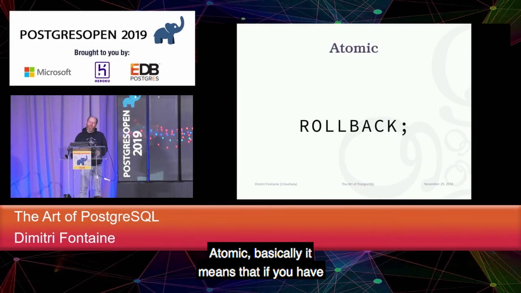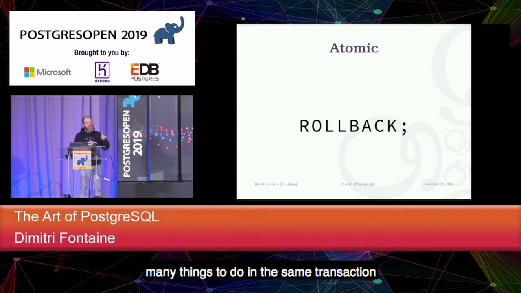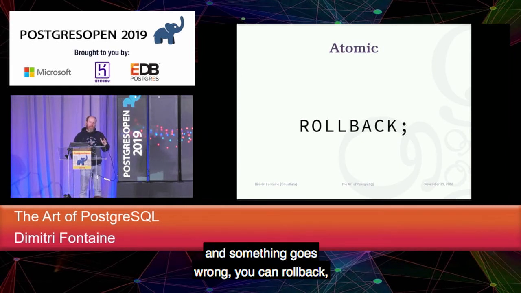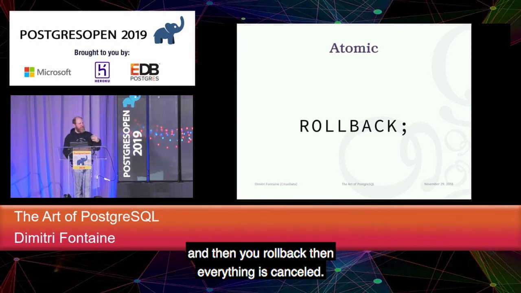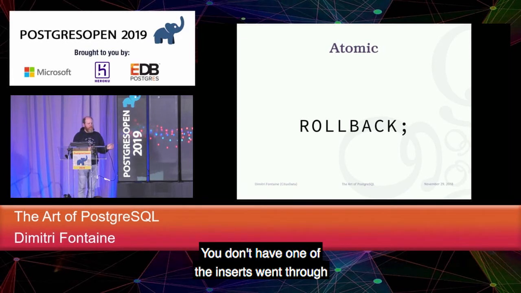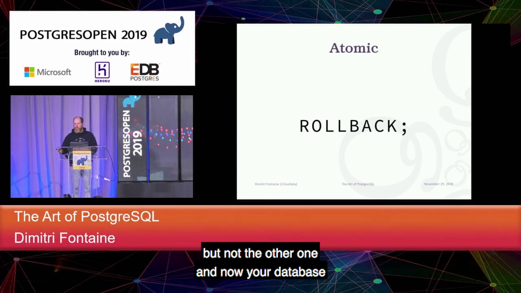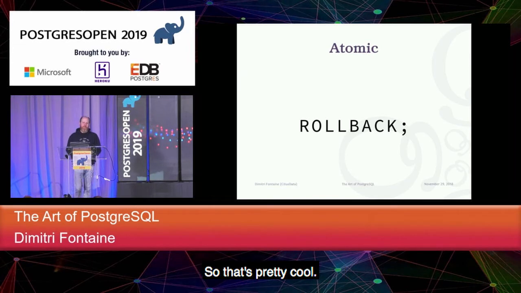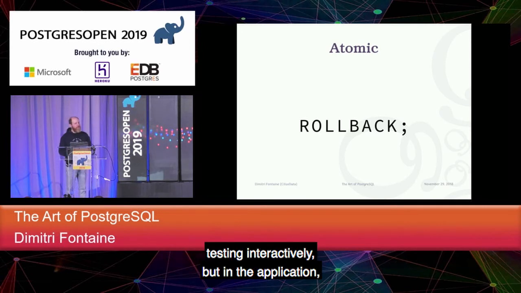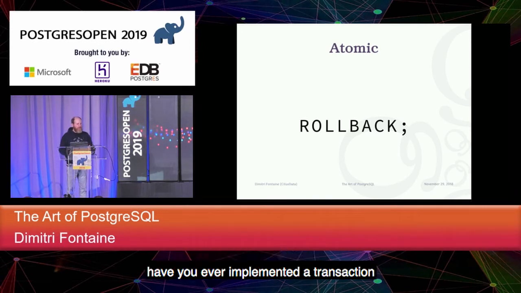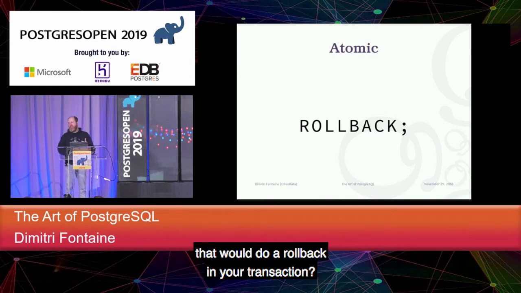Atomic, basically it means that if you have many things to do in the same transaction and something goes wrong, you can roll back. And if you did 2 inserts and 1 update and then you roll back, then everything is cancelled. You don't have one of the inserts went through but not the other one, and your database doesn't make sense anymore. So that's pretty cool. But usually we don't type in rollback. Well, sometimes we do when we are testing interactively. But in the application, have you ever implemented a transaction that will do a rollback in your application?